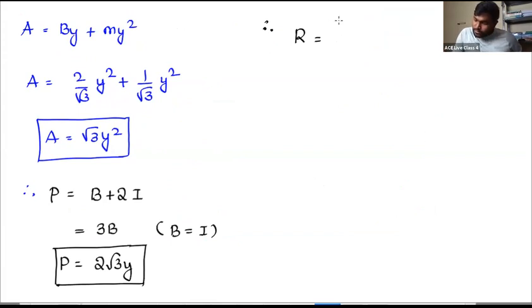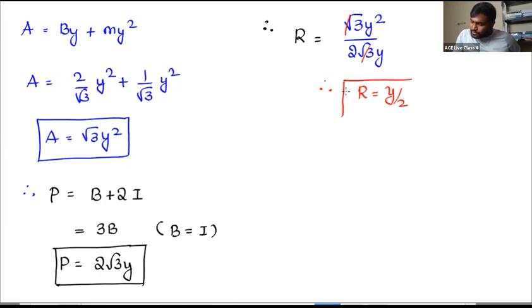What is the R value? Root 3 y square by 2 root 3 y. Now from this I can cancel root 3, and 1 by 1 y. So the R value is equal to y by 2. After all, the hydraulic radius is going to be y by 2.